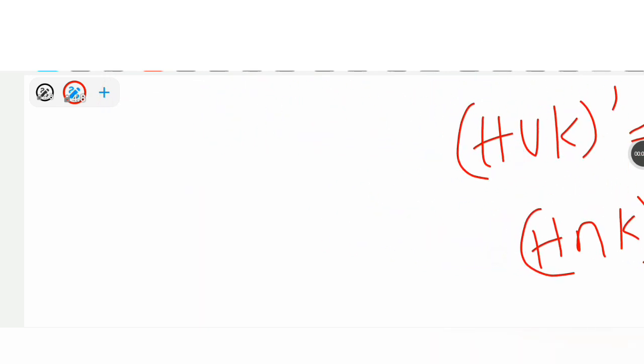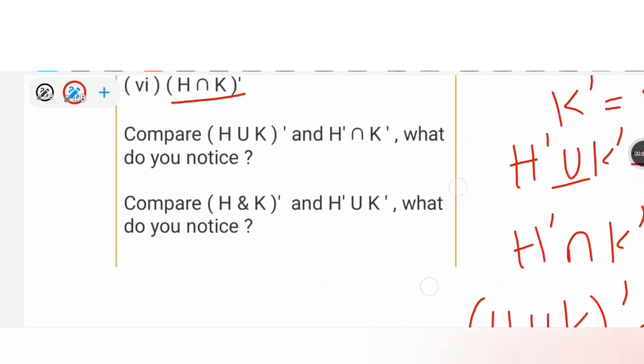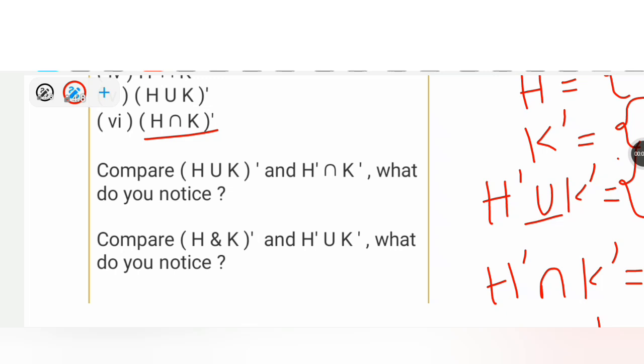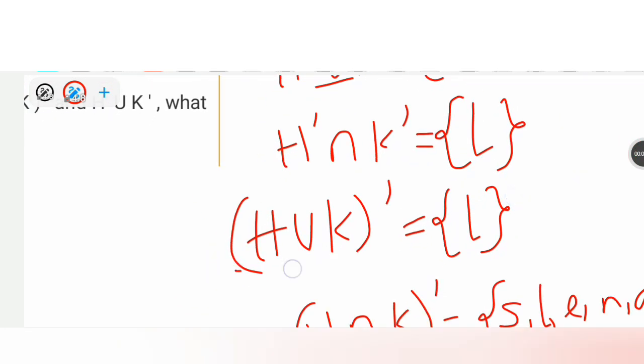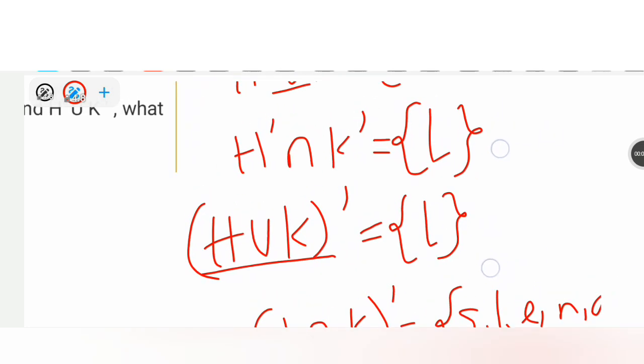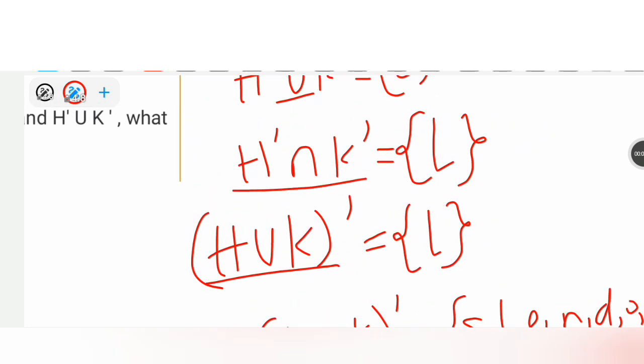Then we are told to compare some things there. Compare H union K prime, H union K all prime, and H prime intersection K prime. So H union K prime is here. You have to compare it with H prime intersection K prime. So what do you notice? Notice that both of them have the same answer.